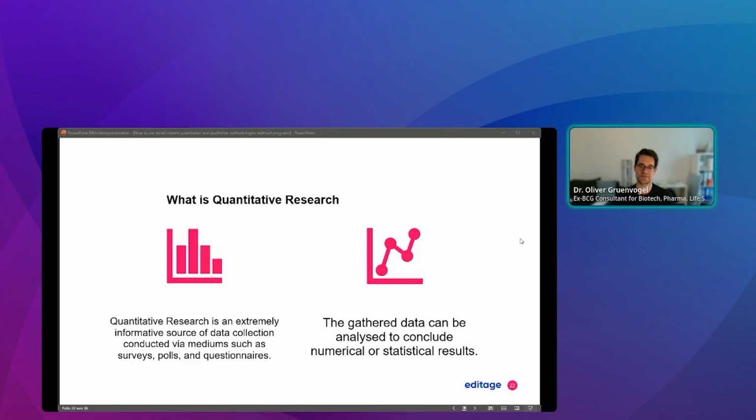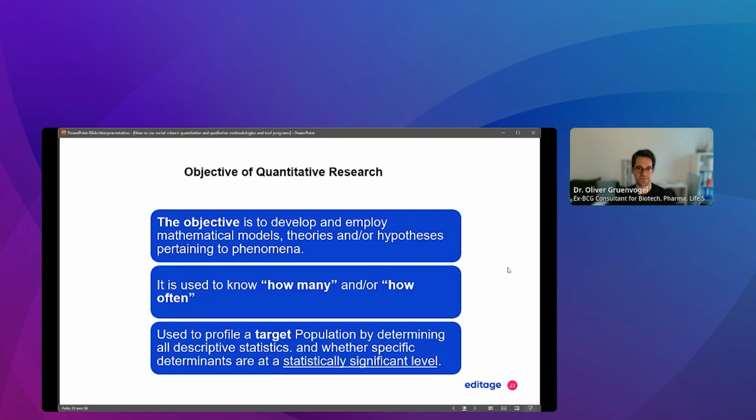The gathered data is analyzed to create numerical or statistical results. In the end, you want something of a number coming out of that. The objective, and why we want to use something quantitative as opposed to something purely qualitative, is to develop models, but models that are based on mathematical modeling. Also theories or hypotheses that pertain to these phenomena.